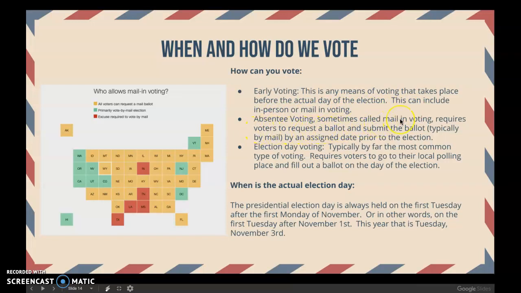Absentee voting, sometimes called mail-in voting, requires a voter to request a ballot and submit the ballot, typically by mail, by an assigned date prior to the election. It doesn't have to be by mail. You can vote in person as well in some places. And election day voting is typically the most common. It requires the voter to go to your local polling place and fill out a ballot on the day of the election.